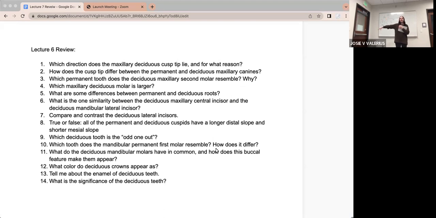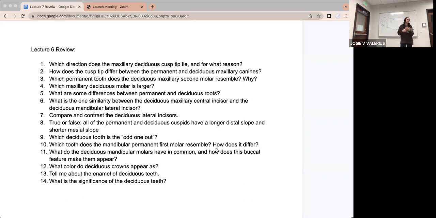Know that. And then there are two maxillary molars between the deciduous and permanent that resemble each other, know those, and the same with the mandibular. So if there's any comparison between a deciduous tooth that looks exactly like a permanent one, make sure you know that, because he really likes to ask about that on the exam.